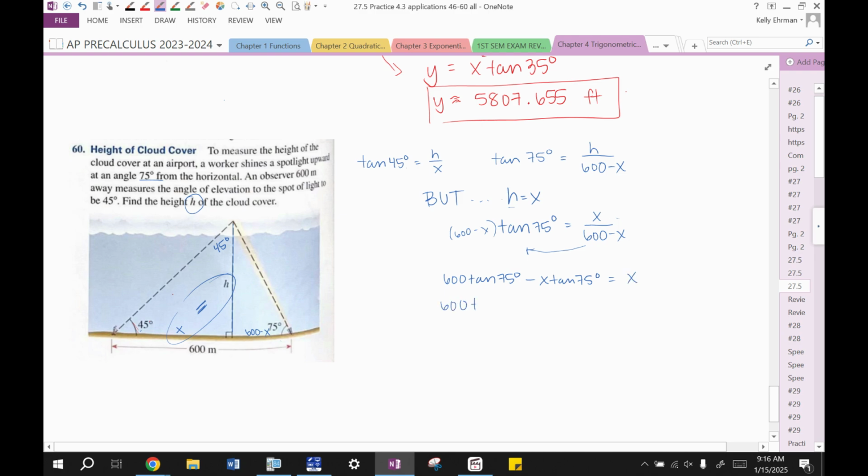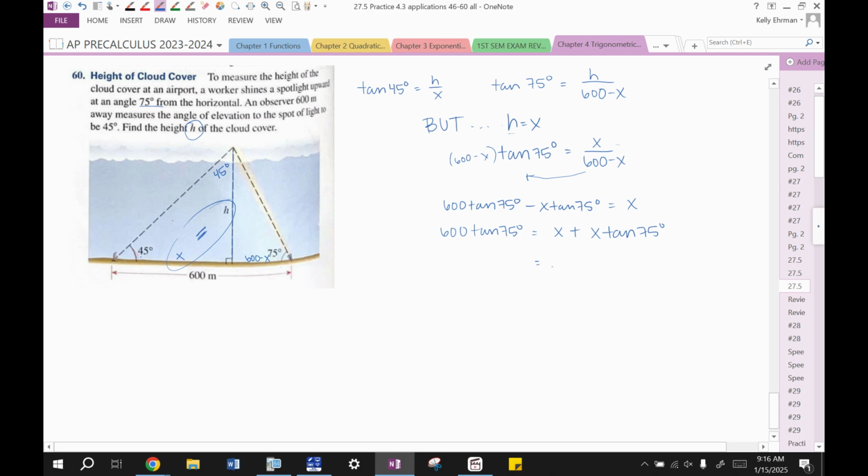So let's keep 600 tangent of 75 on the left side. And let's add the other x expression to the right side. So x plus x tangent of 75. We get our x's together so that we can factor an x out. That leaves me with 1 plus tangent of 75 in the parentheses. And then I divide. So x is 600 tangent of 75 degrees divided by 1 plus tangent of 75 degrees. And just like we've been doing, that's x.